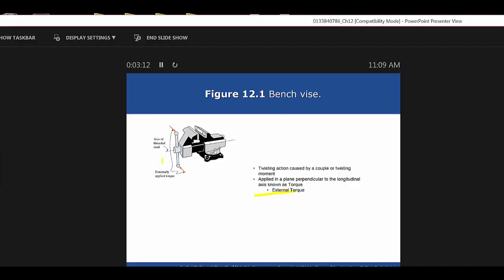But the torque is applied here and here. If we're applying it here and here, that's creating a couple, right? Equal and opposite. Okay, so that's known as torque, and that's an external torque that's applied. Now what we're going to be talking about will be internal torque that will resist that. So that's basically what we're trying to figure out.